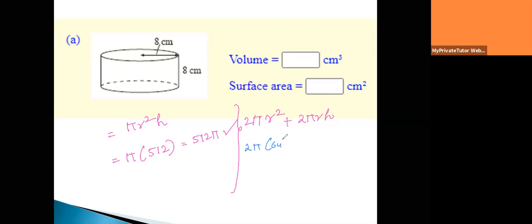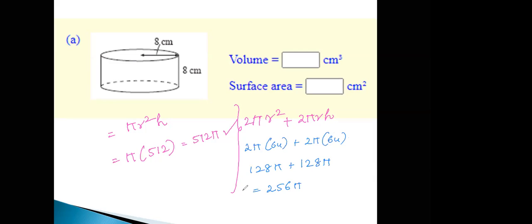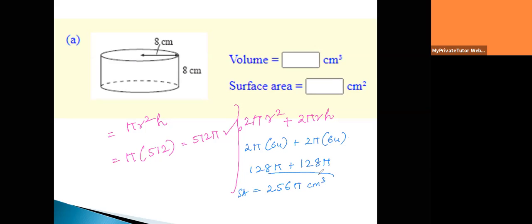r squared is 64 and 2 pi r squared, again 64 because 8 times 8, and we ended up getting 128 pi. Muhammad, can you tell me what you said? Have you said 256 pi? Yeah, 256 pi. We can substitute again, so multiply that, 256 by 3.142. Yeah, we can do that.